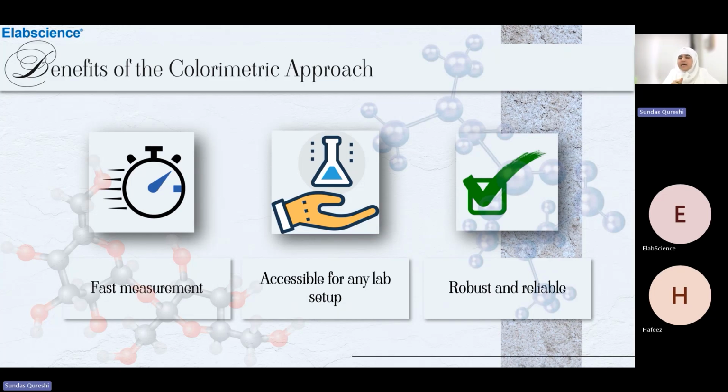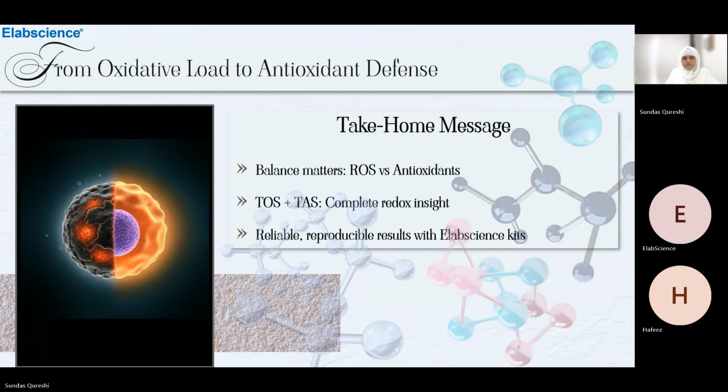Finally, these assays are accessible for nearly every lab setup, because all labs have a microplate reader, without the need for any specialized equipment. So this combination of speed, reliability, and accessibility makes the colorimetric approach ideal for routine TOS and TAS measurements in diverse research applications.